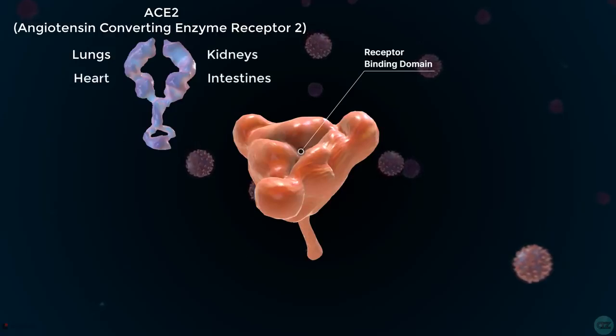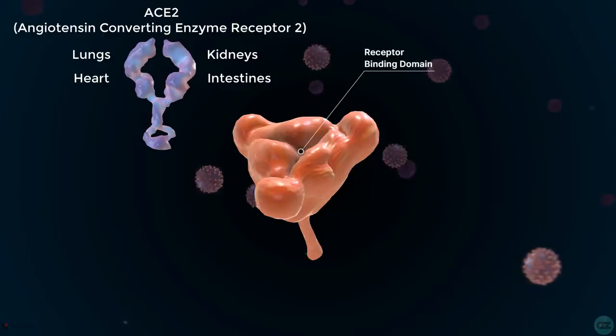It has been shown that this protein binds to the ACE2 receptor with at least the same affinity and potentially as much as 20 times greater affinity than the SARS virus. This could be one of the explanations for why it's spreading so easily.